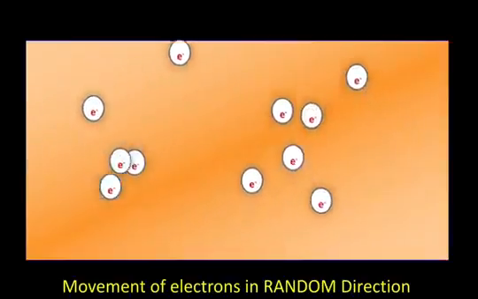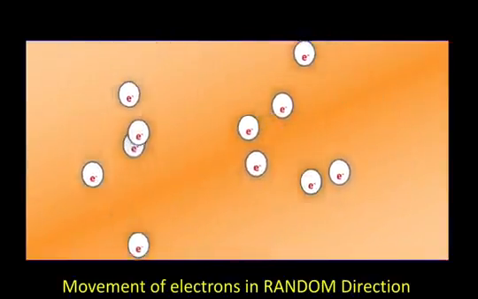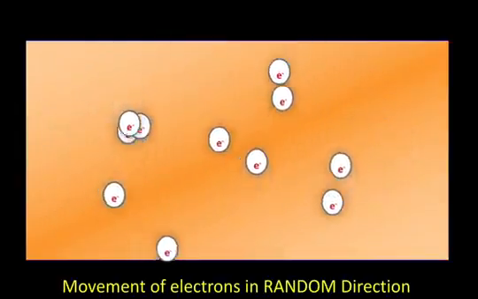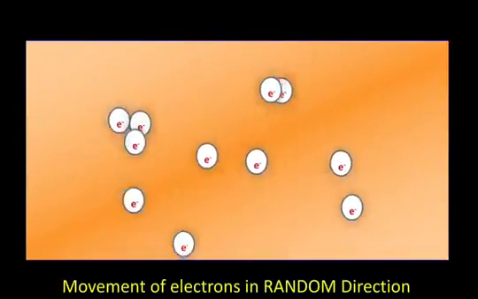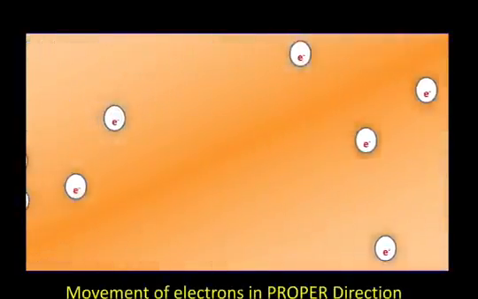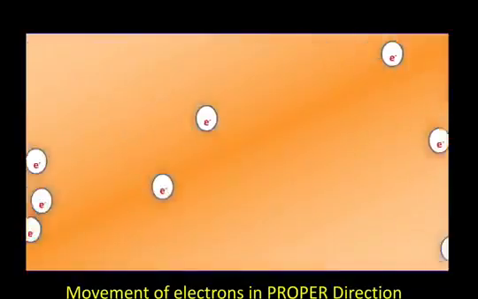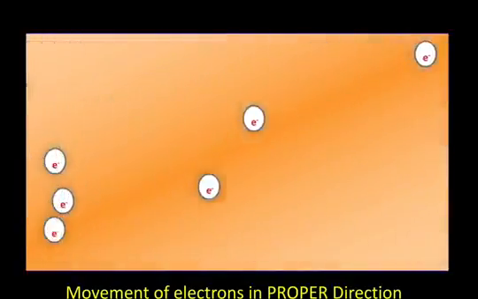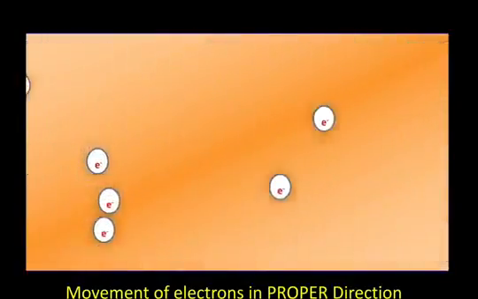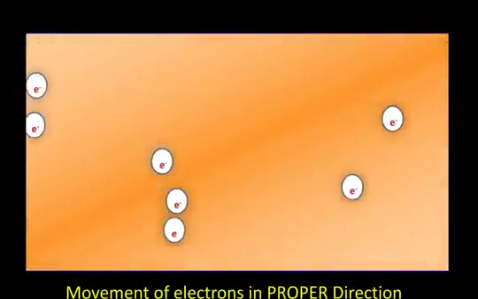So how exactly does the current flow? When we apply an external force, meaning an external voltage, onto that wire, the electrons will move, but in one particular direction. When electrons move in one particular direction, it is called the flow of current. So for the flow of current, it is very important to have the movement of electrons in one particular direction only. The movement of electrons in proper direction is called current.